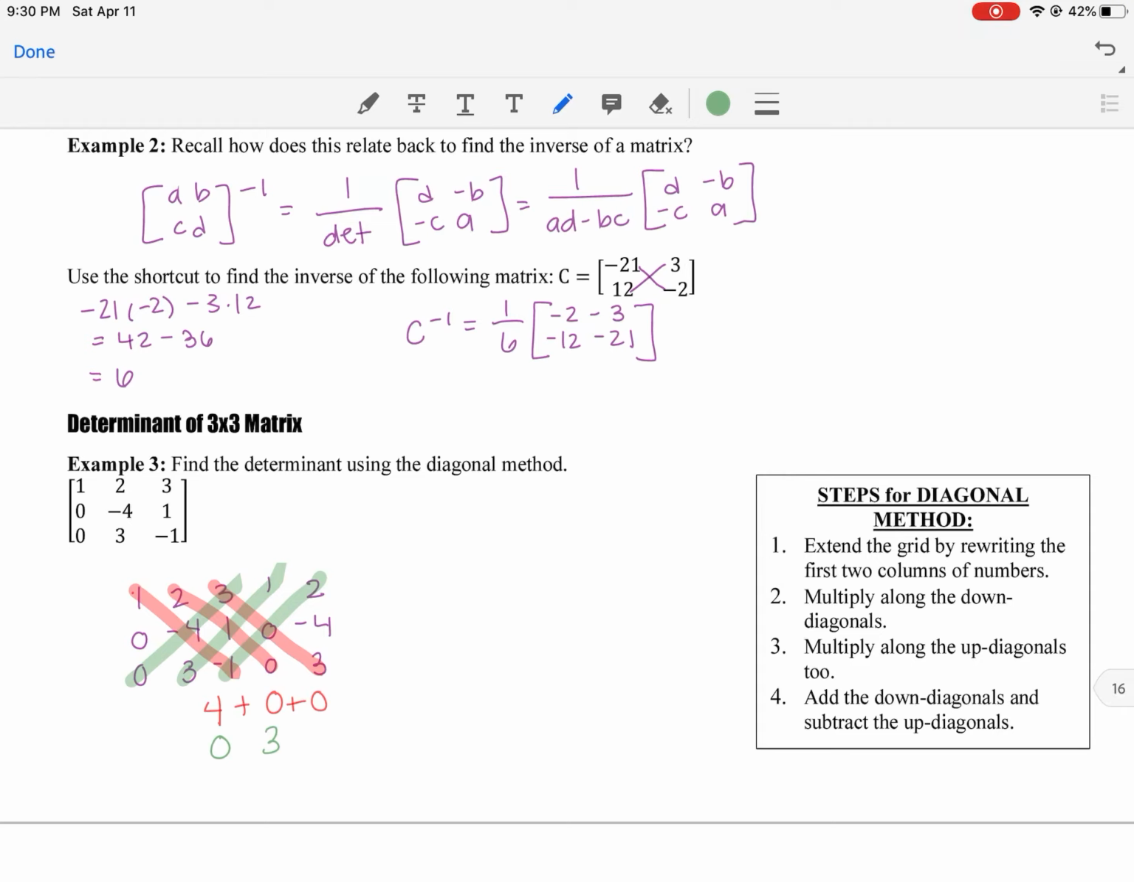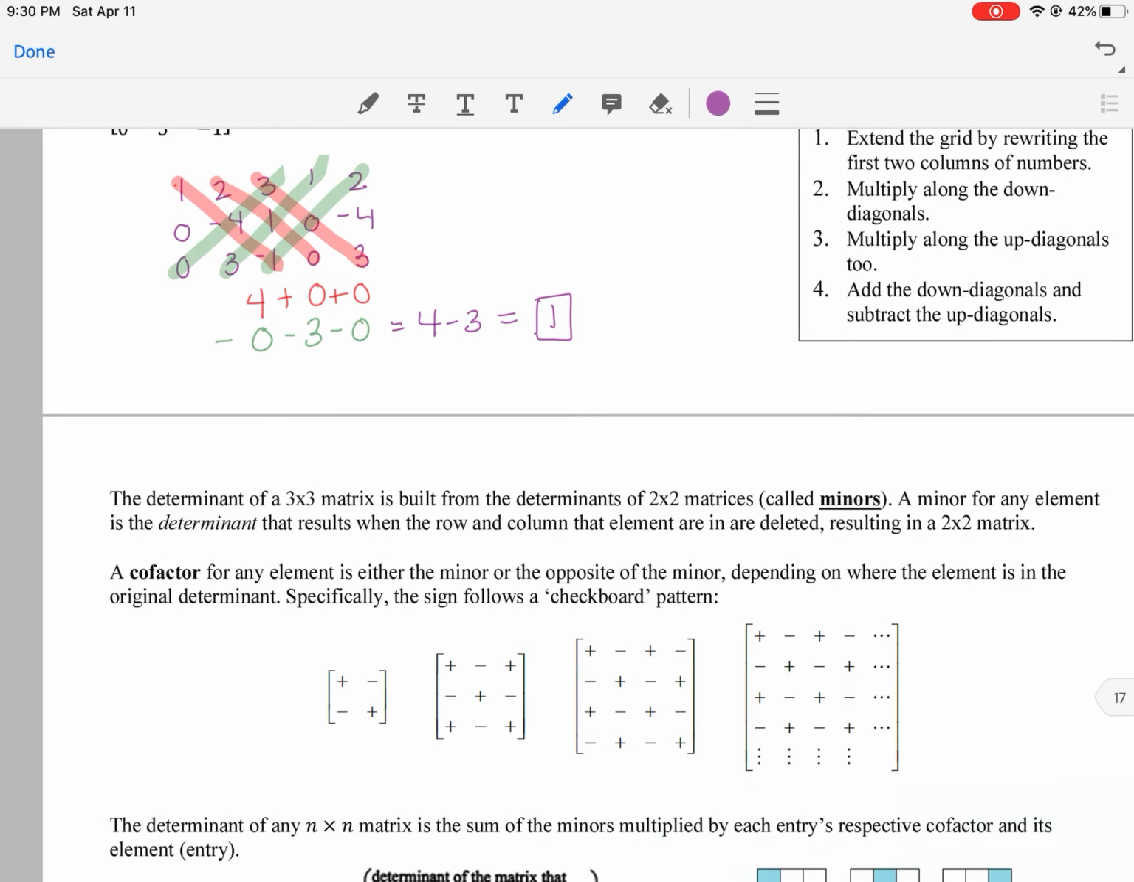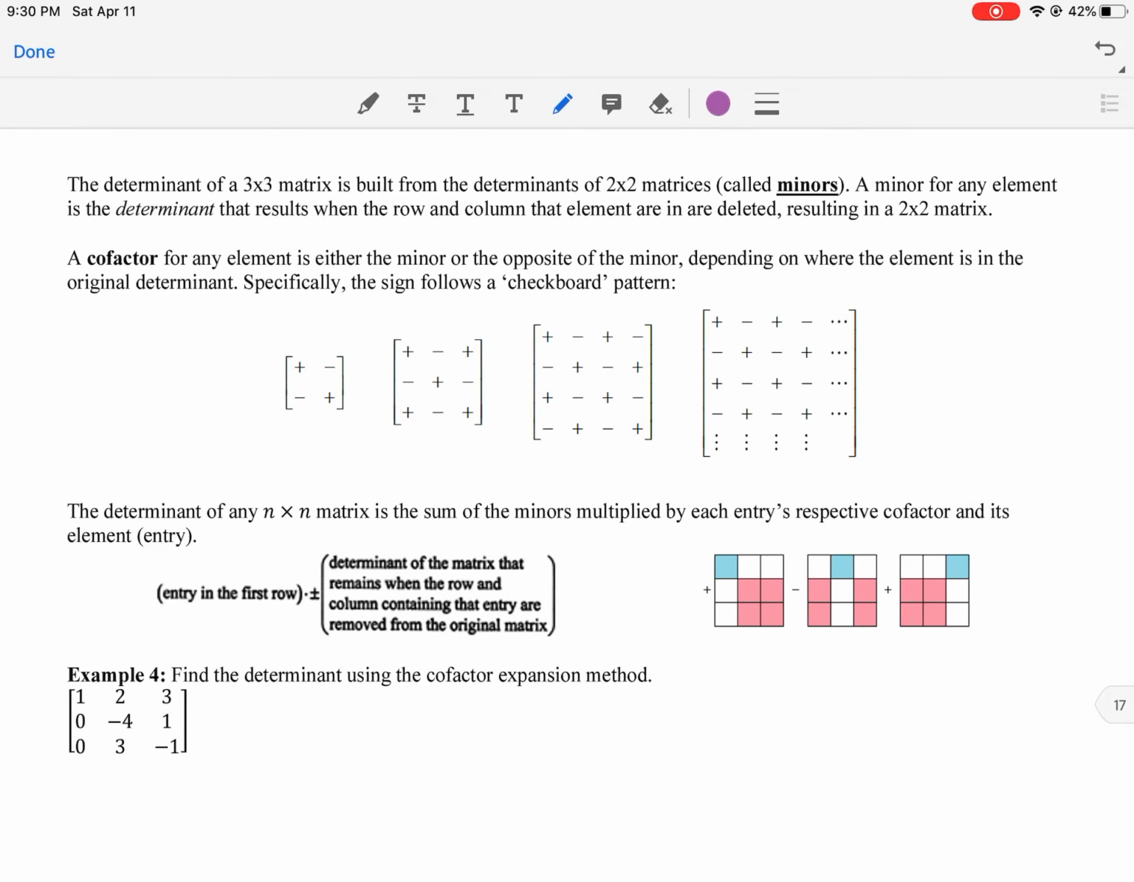And now let's go through the subtracting ones. 0 times negative 4 times 3 is 0. 3 times 1 is 3. Negative 1 times 0 times 2 is 0. And we would subtract those. So this one became really easy because of how many zeros there were. But we'd end up getting 4 minus 3, and the determinant of this matrix is the number 1.